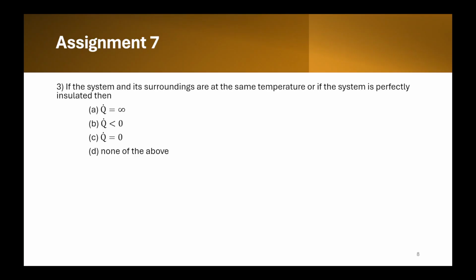Next question, if the system and its surroundings are at the same temperature, or if the system is perfectly insulated, then delta Q dot is equal to infinity, or delta Q dot is less than 0, or delta Q dot is equal to 0, or none of the above. What will be the correct answer here? So there is a system at T1, and the surroundings also at T1, or if it is perfectly insulated. So the heat flow basically across the system, suppose this is a system and it is perfectly insulated.